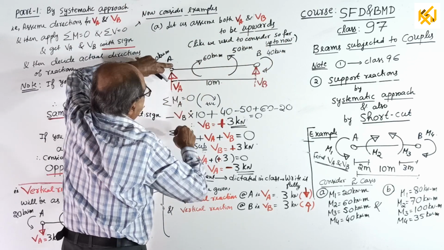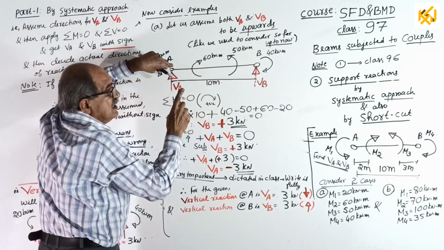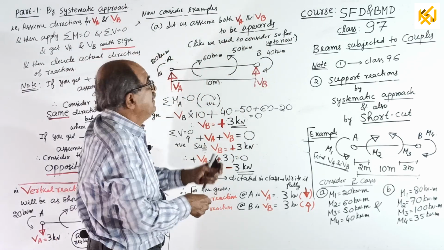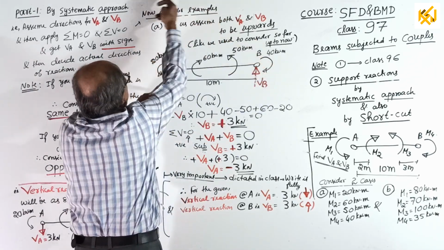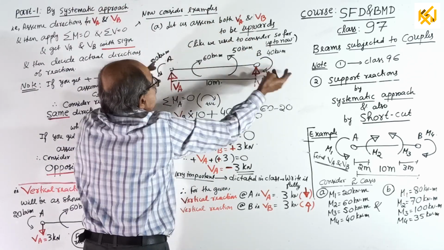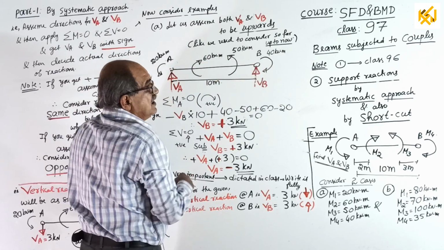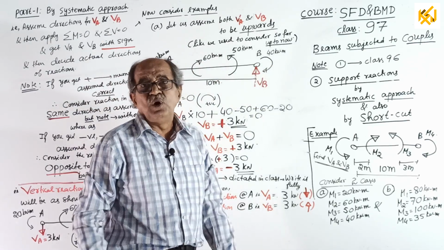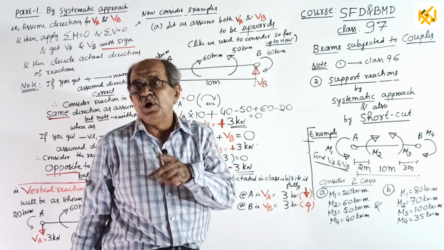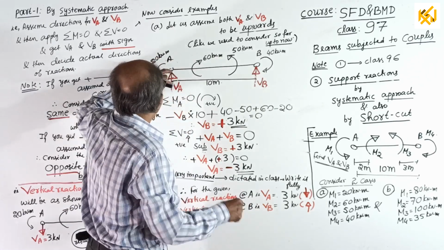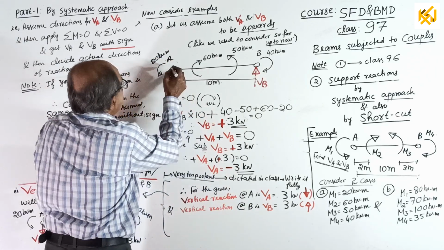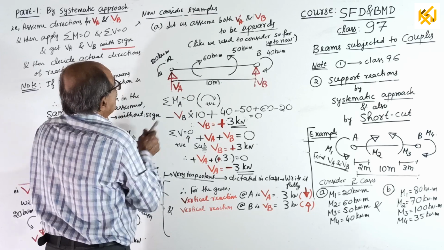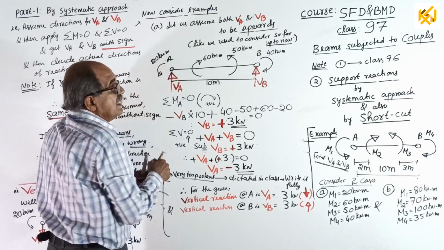Take moment about A. Sigma M about A equal to 0. Remember, sigma M means equilibrium, not this side, full beam. You have to look at everything, even that side and this side. Looking at only one side is when you go for bending moment. Now, this is moment and also this is direction based, means clockwise, anti-clockwise. I told you.